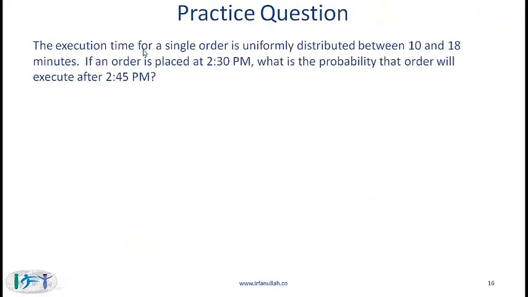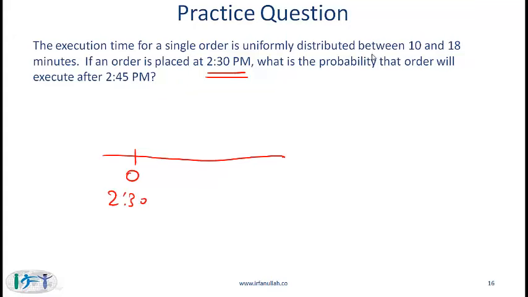Let's look at this practice question now. The execution time for a single order is uniformly distributed between 10 and 18 minutes. If an order is placed at 2:30 p.m., what is the probability that the order will execute after 2:45? So here is how you can do this. Let us say that we are currently at time 0. So the order is placed at 2:30.